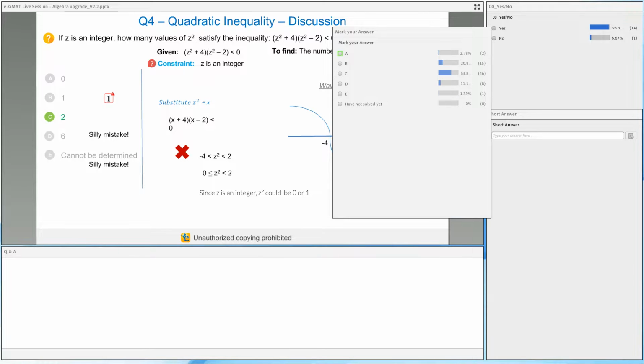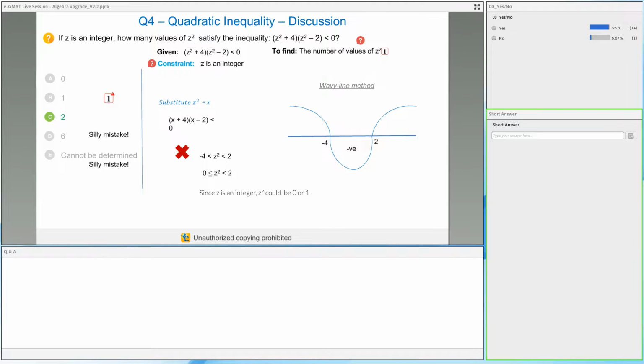Okay, somebody is asking why not -1. So are we trying to find out the range of z or z square? Whose range are we trying to find out? Look at the question once again, please. We are trying to find out z square. Now tell me, can z square be -1? Can z square be -1? It cannot be, right? That is why the only possible cases would be 0 or 1, nothing else. I hope that answers your query.